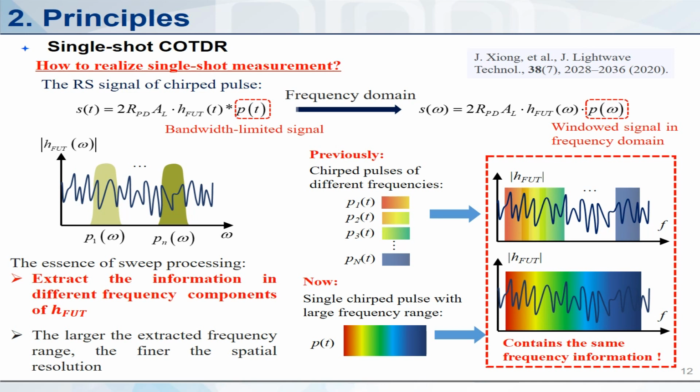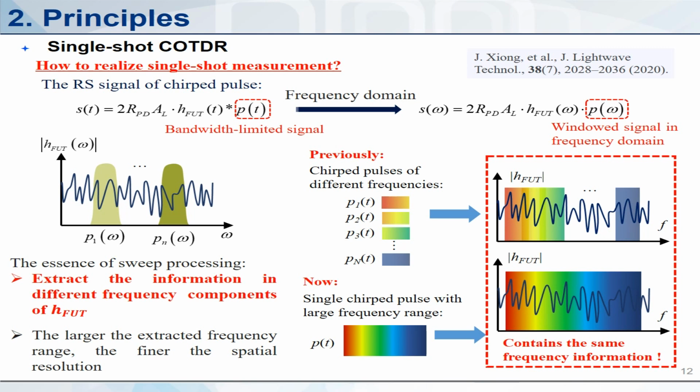Here we come to the most important part of this talk: how to realize single-shot measurement in COTDR. Here we look into the COTDR signal again. P(t) is a bandwidth-limited signal, and it is a window signal P(ω) in the frequency domain. The essence of the sweeping process is to try to extract the information in different frequency components of H(ω), and a larger extracted frequency range leads to finer spatial resolution.